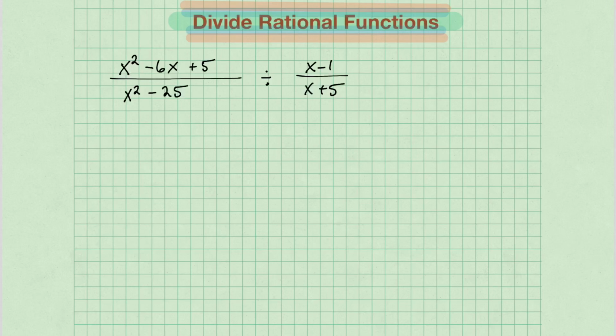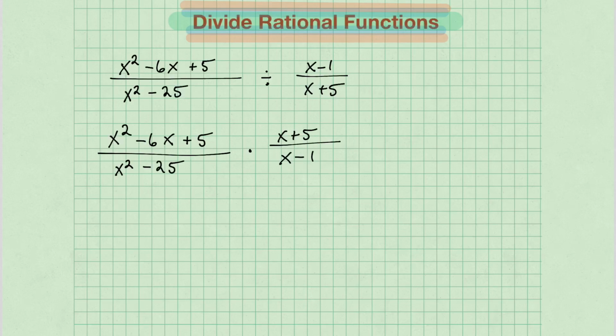Okay, last problem, let's divide these rational functions. So the first step, I'm going to invert this second rational function. I'm going to invert, or what we call the reciprocal, and I'm going to change the division sign to a multiplication sign. Okay, here's what that looks like. We inverted and changed the division to a multiplication. This is called the reciprocal. Okay, next up I want to factor these so we could cancel some expressions.